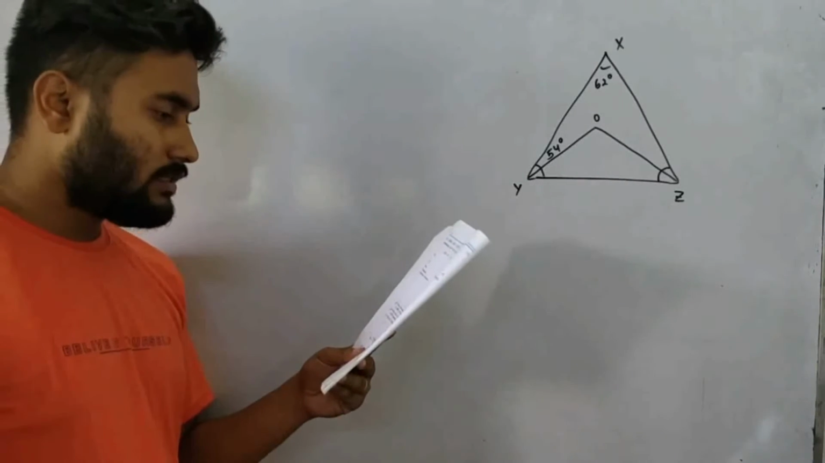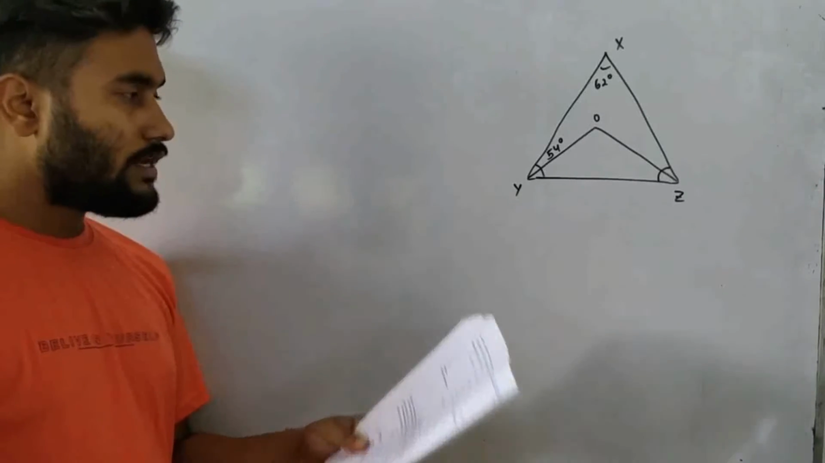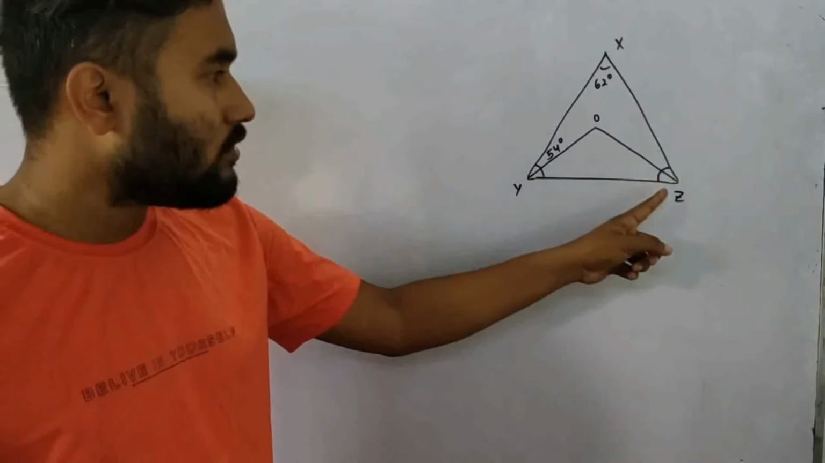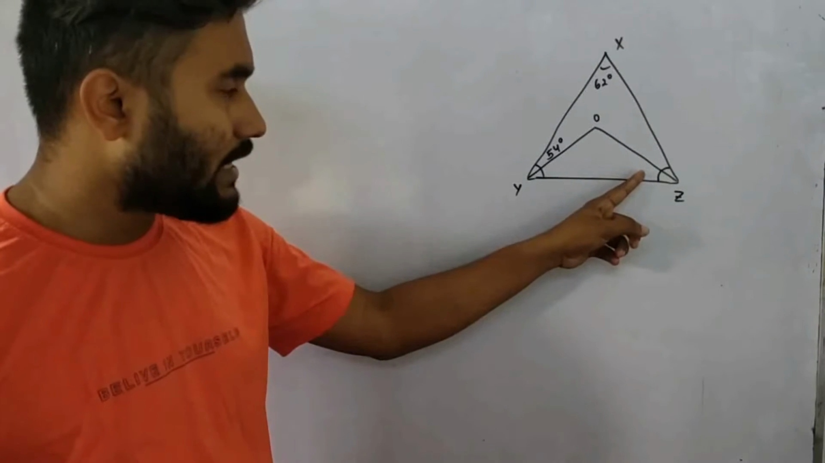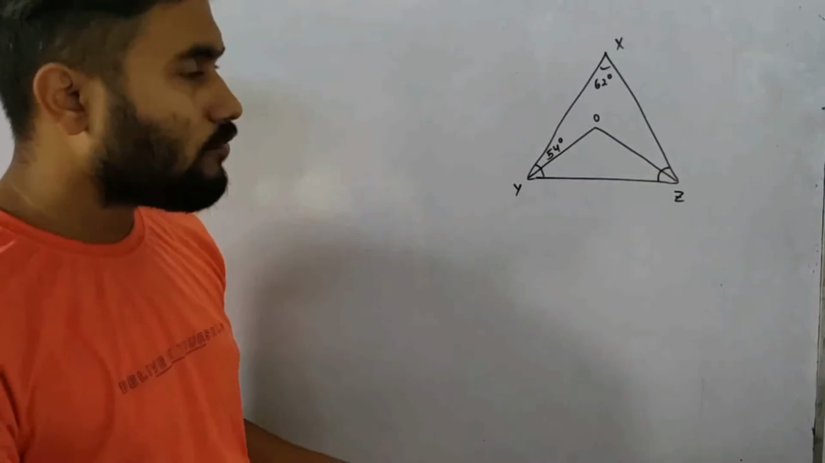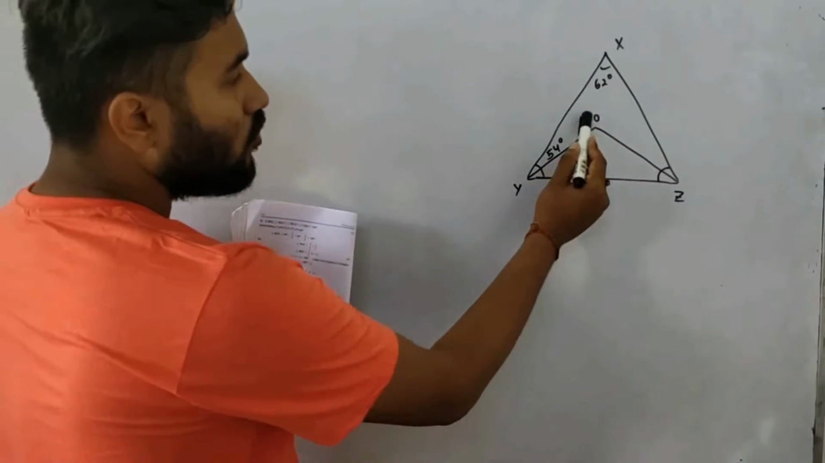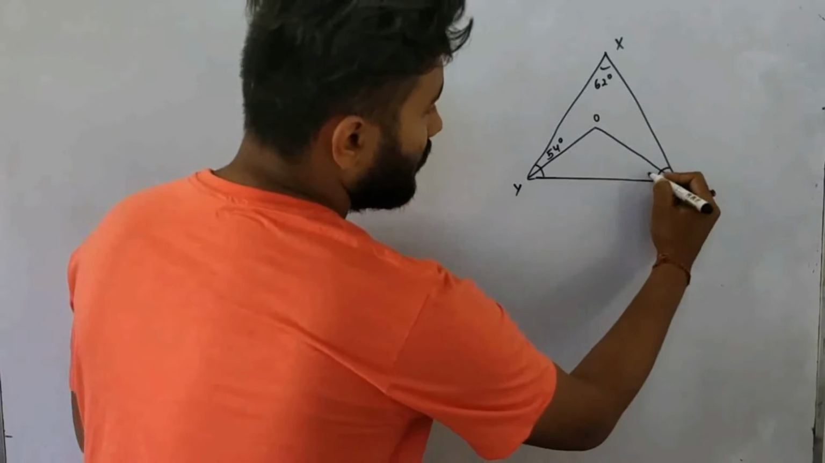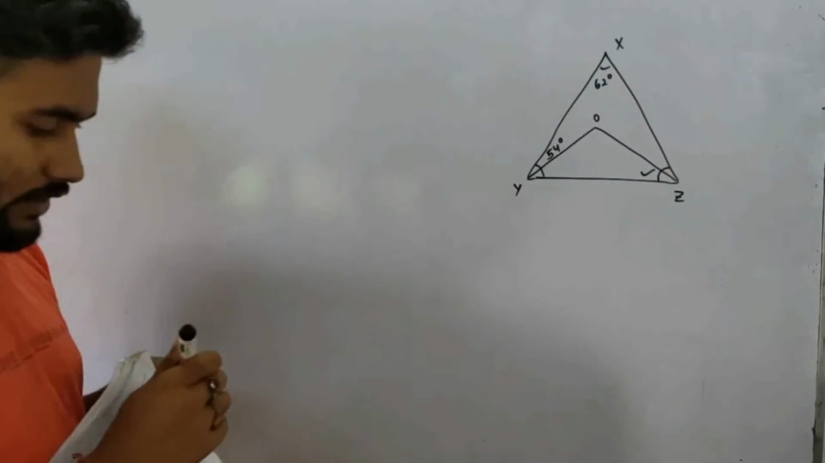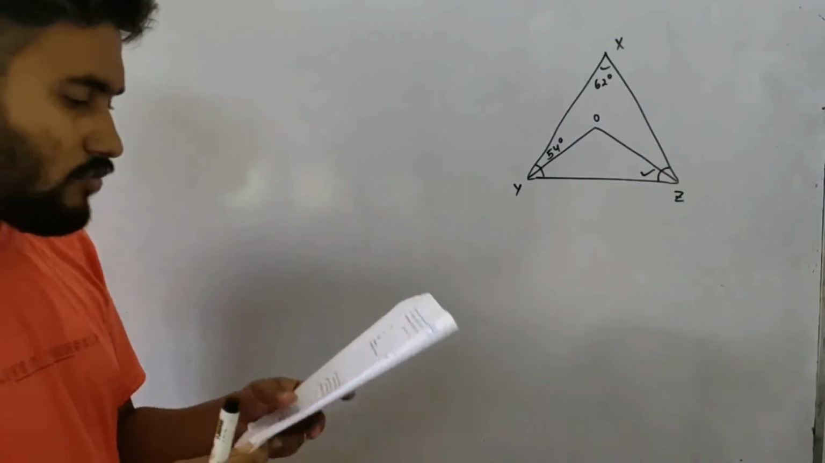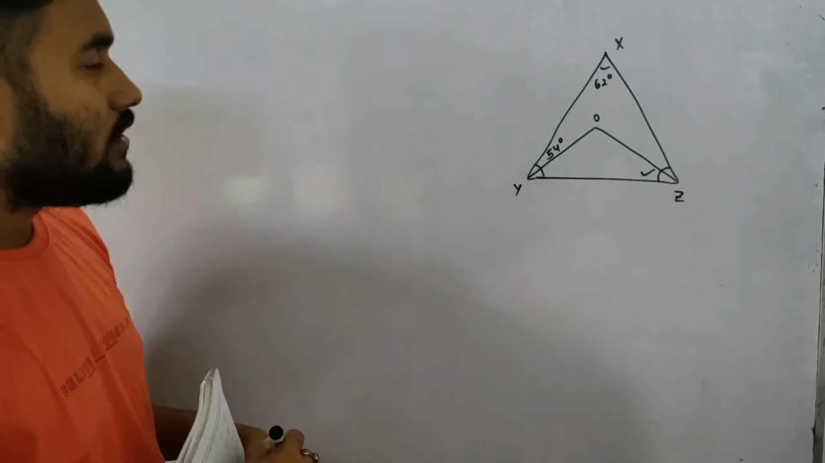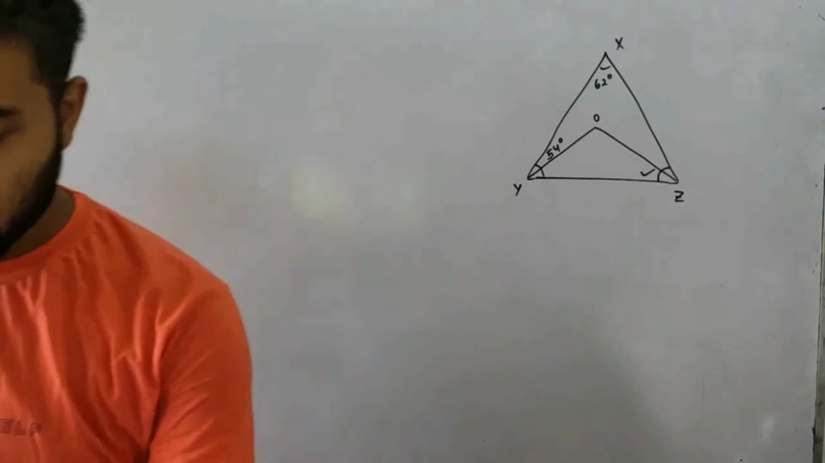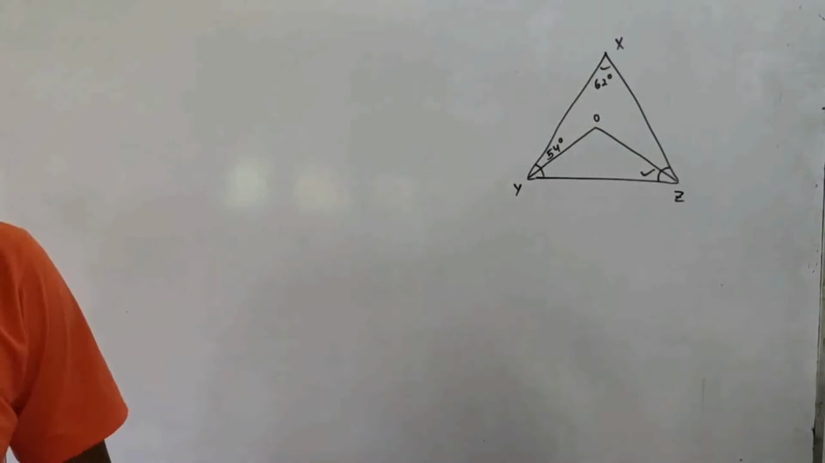Respectively of triangle XYZ. Find angle OZY. Which one? This bottom one. Look at the diagram nicely. OZY, this bottom one. We have to find this bottom one, OZY. And one more, you have to find YOZ. Which one? This angle. This one we will find later on. So at first let us write the given part.